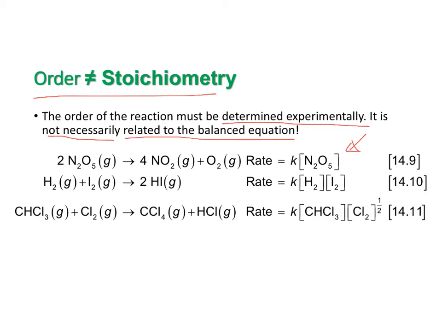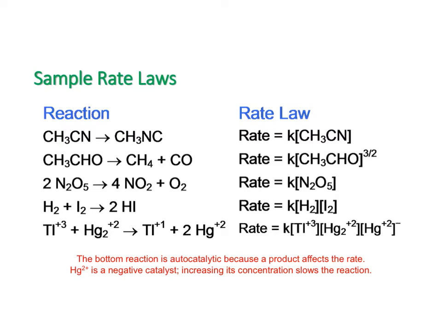So to show you some examples, here we have N2O5, the overall rate of N2O5 being consumed and converted into these products. Even though we have a stoichiometric coefficient of 2, that does not match the order of this N2O5 being consumed. And you can see the same thing for these other ones. So just some more examples.